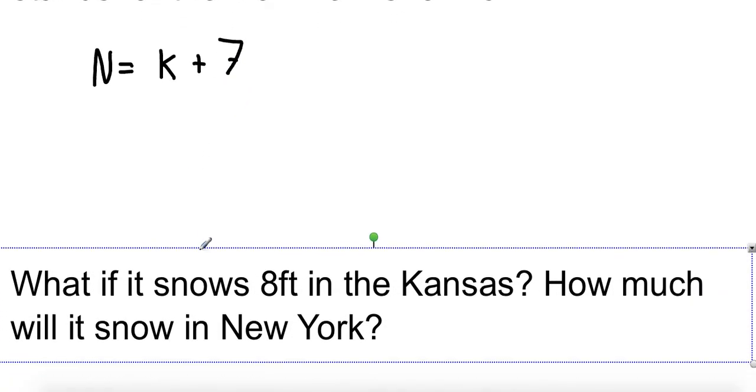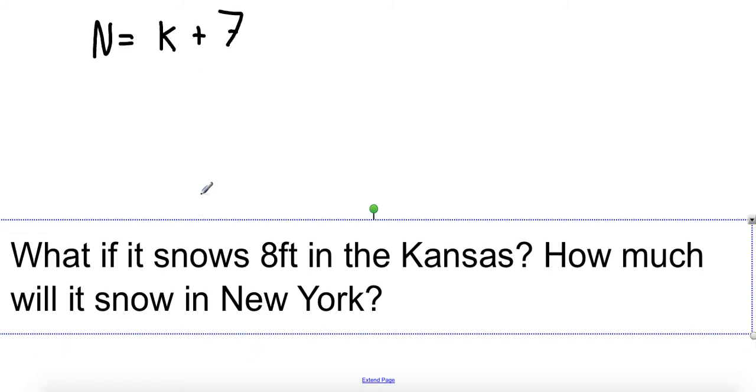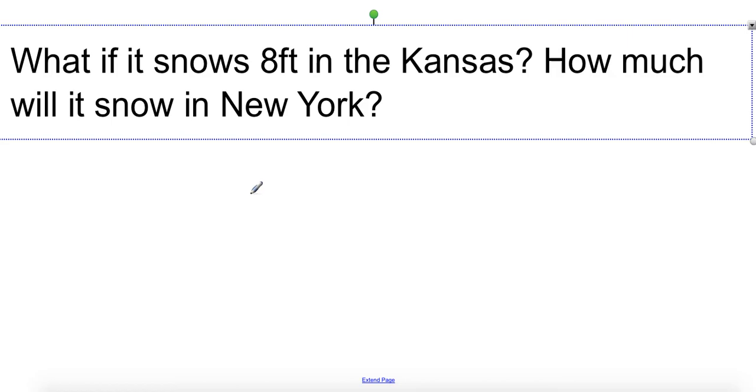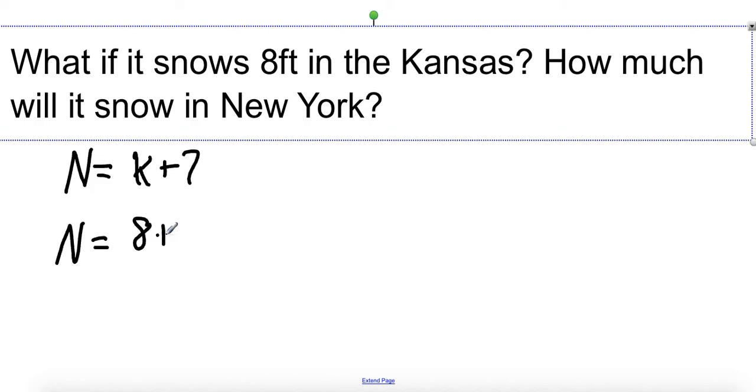Now, what we want to know is, what if it snows 8 feet in Kansas? How much will it snow in New York? All we do is substitute our variables, and as you know, our formula above was N equals K plus 7. If it snows 8 feet in Kansas, then we rewrite our equation: N equals 8 plus 7. So 8 plus 7 is 15. So 15 is equal to 8 plus 7. So I know that this is true.